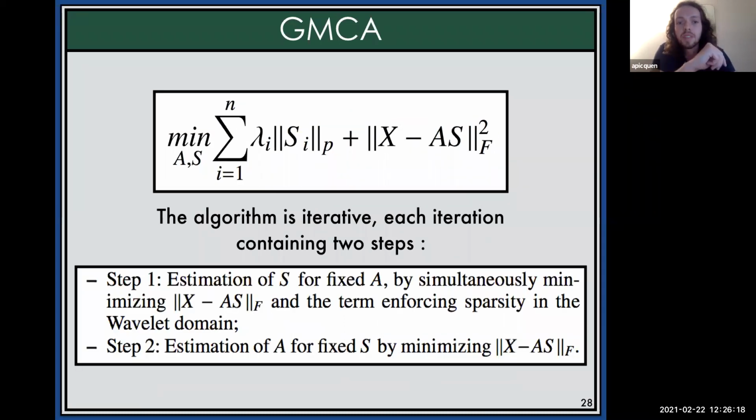And the algorithm is iterative, and each iteration contains two steps. The first one is the estimation of S for fixed A, using the terms with both the similarity and the morphological diversity term. And the second step is estimating A for fixed S by only minimizing X minus AS. And we iterate until we have something interesting.